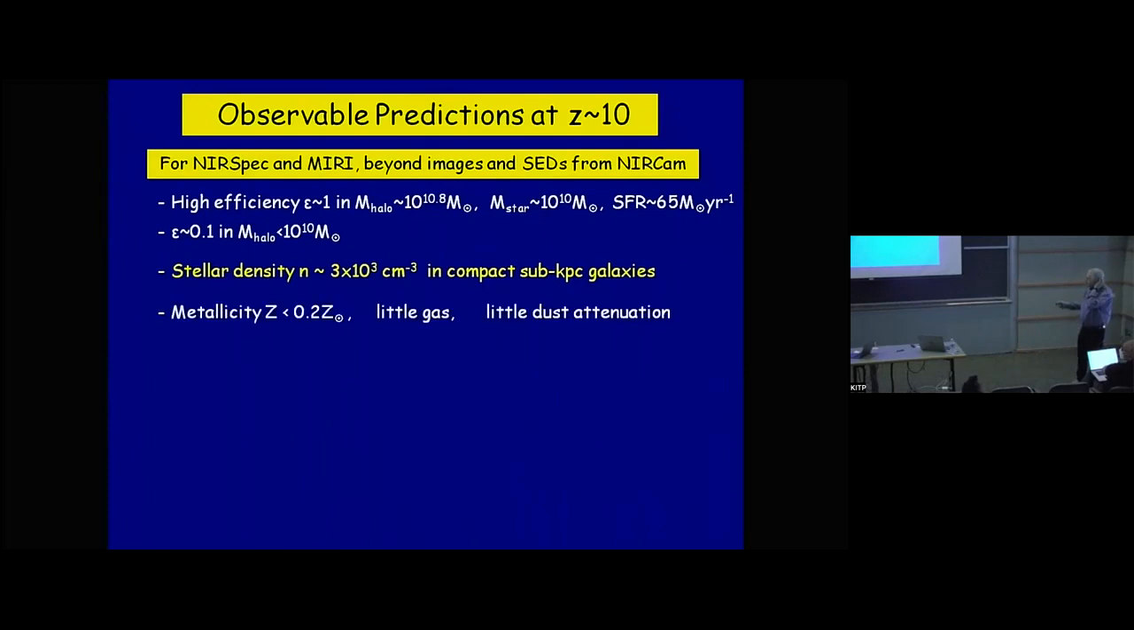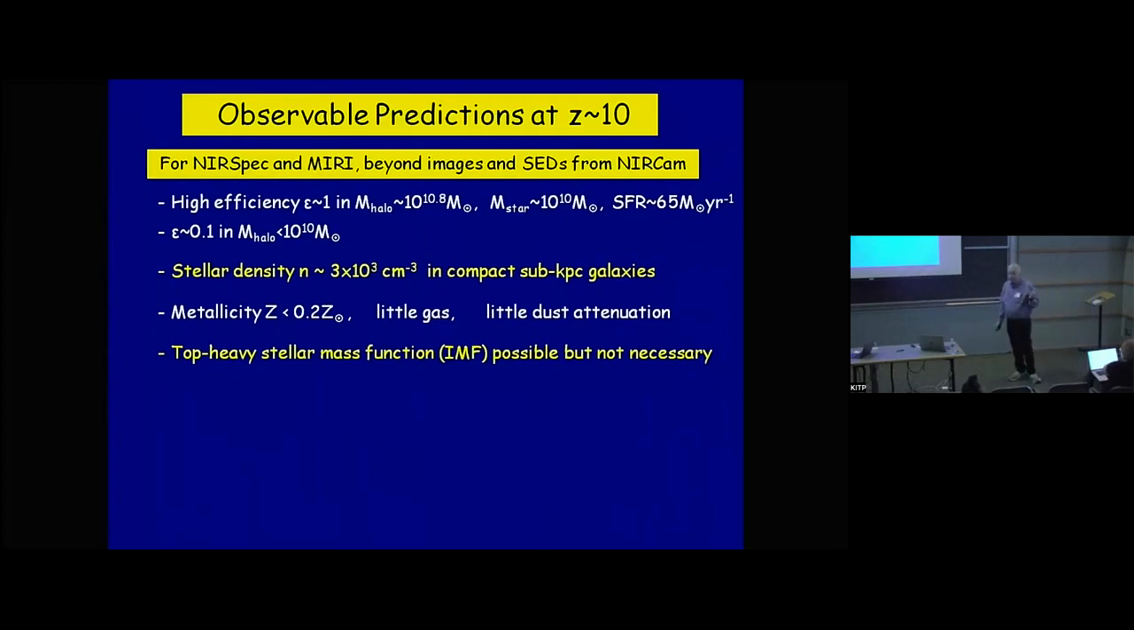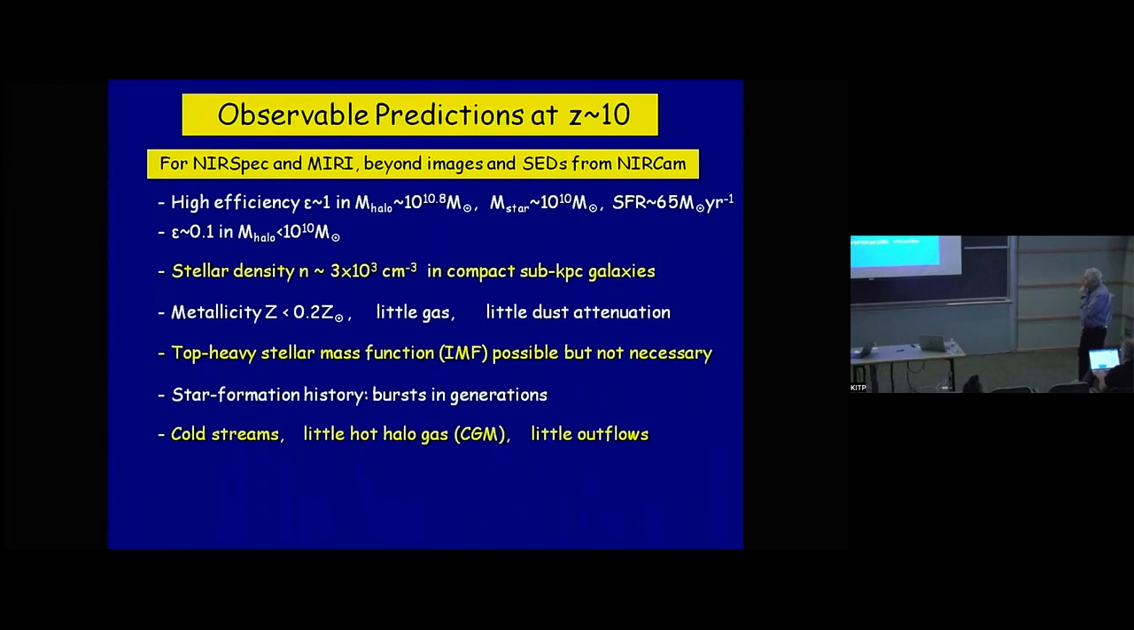A metallicity that is just moderately below unity is good enough. We predict little gas, little dust attenuation. Top-heavy stellar mass function may be there, but it's not crucial for getting this. It's a real efficiency of star formation. You have bursts in generations. You expect cold streams, little hot halo, little outflows. It may be different configurations. I don't know.